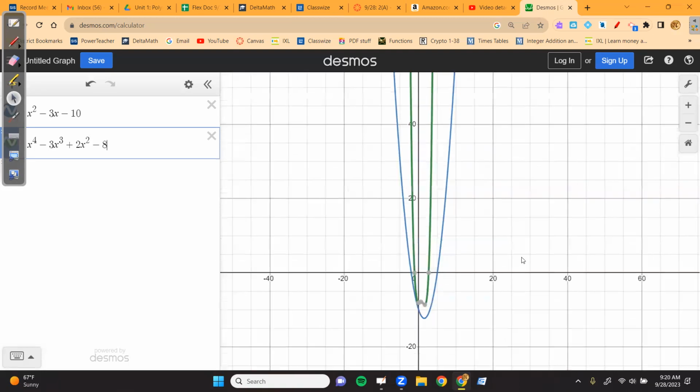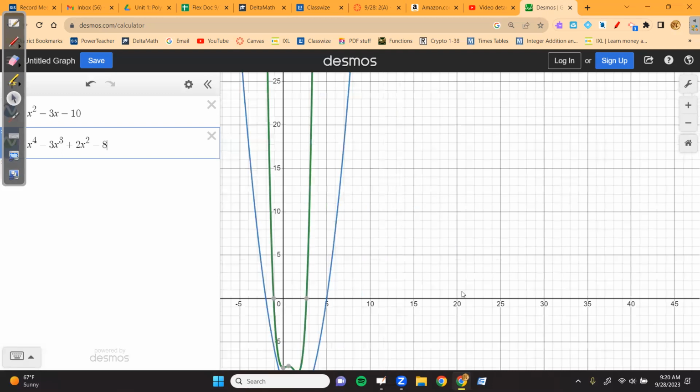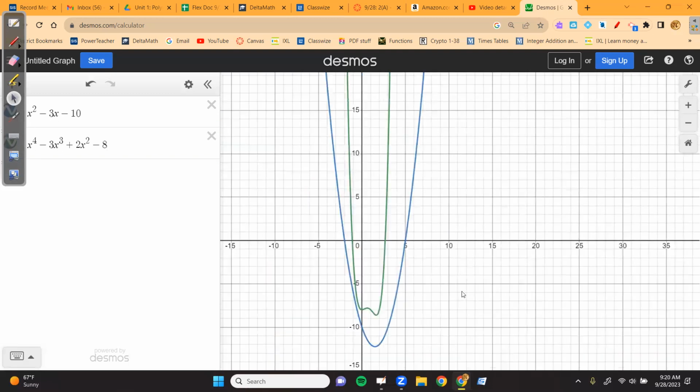And I'm gonna zoom in on that graph, that green graph. Don't worry about the interesting part of it. Worry about the ends. Trust me. So as x goes forever to the left, where does the graph go? I'll be darned. And as x goes forever to the right, where does the graph go?